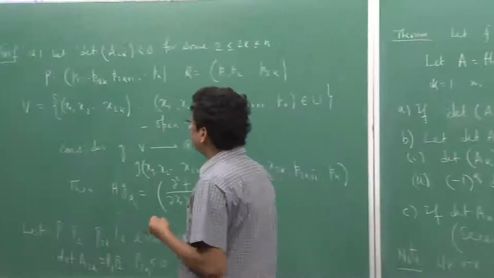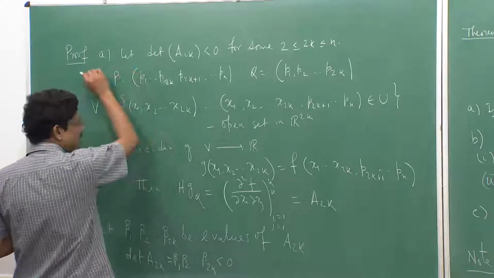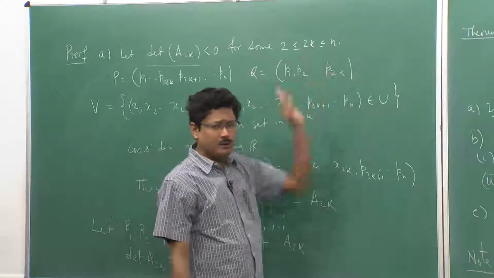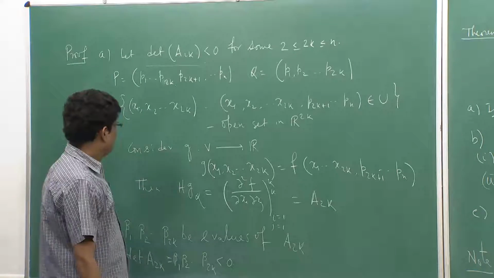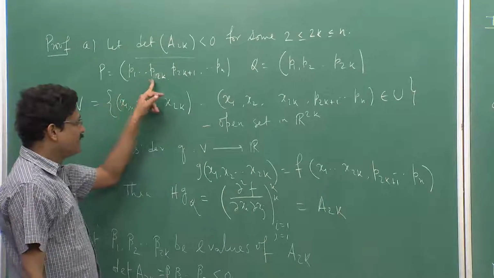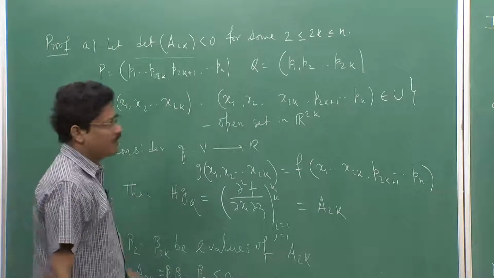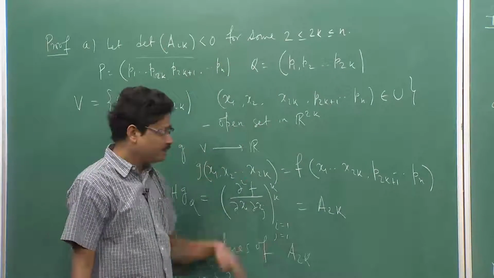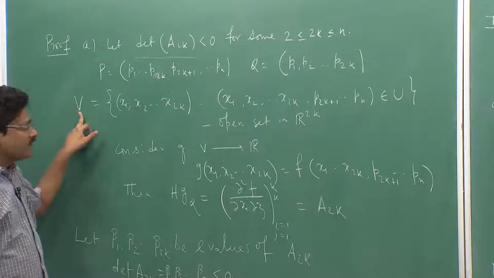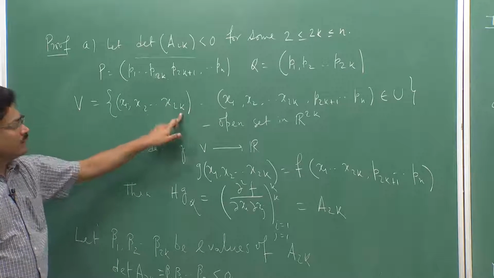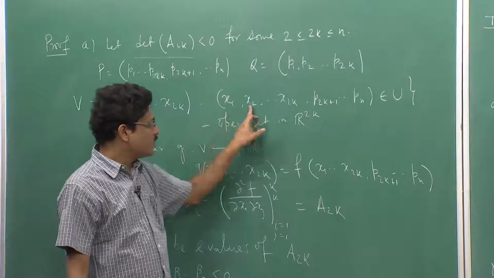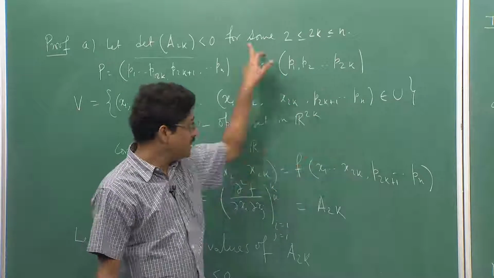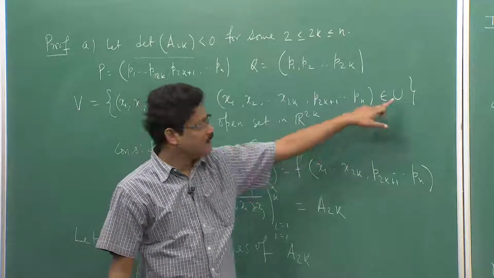Okay. So, what about the proof? In the proof, let us take part A. Let us have determinant of A 2k less than 0 for some 2k between 2 and n. I have denoted P with coordinates P 1 to P 2k, P 2k plus 1 to P n, and Q is P 1 to P 2k, so I have chopped off the 2k plus 1 to P n part. Then we define this open set V in R 2k, consisting of x 1, x 2, up to x 2k such that x 1 to x 2k augmented with P 2k plus 1 to P n belongs to U. See that P is fixed, so these coordinates are fixed.